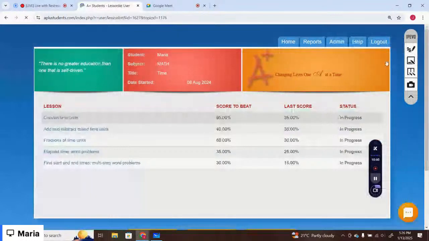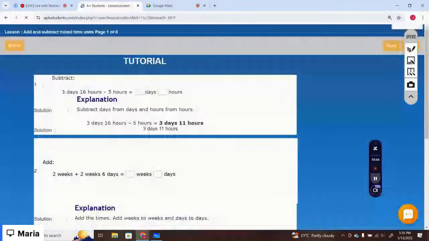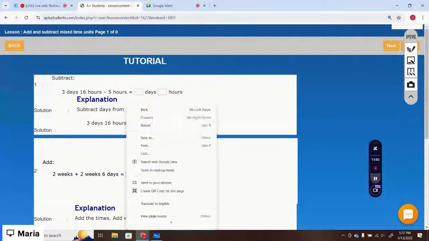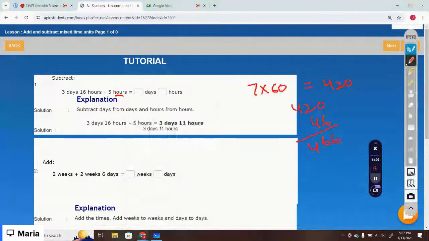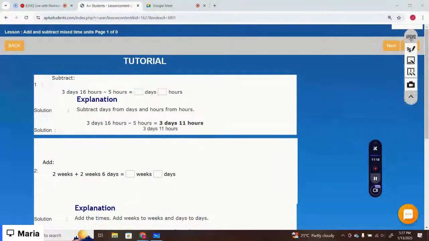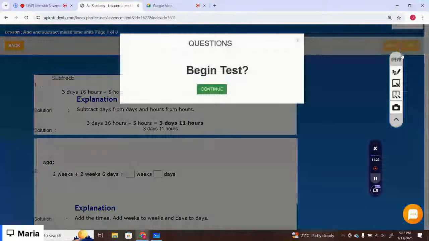The next lesson is add and subtract mixed time units. Three days 16 hours minus 5 hours. So you always subtract the same units, right? You always subtract hours from hours and minutes from minutes. Days, you don't have over here, so you have to subtract hours. 16 minus 5 is 11. So that is 3 days 11 hours. Let's just start with the test questions.